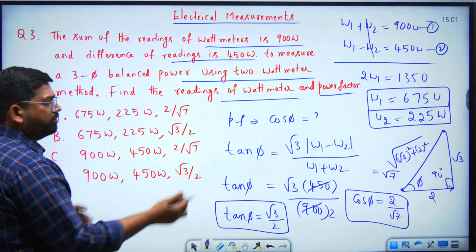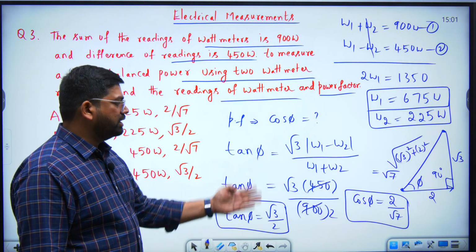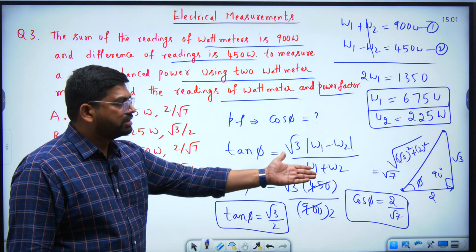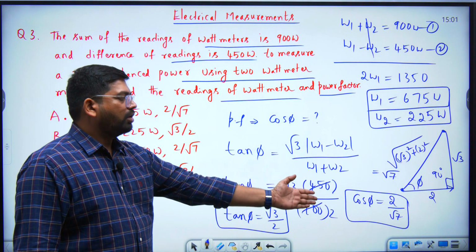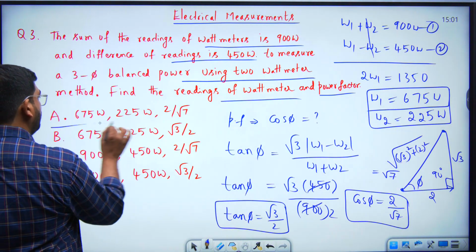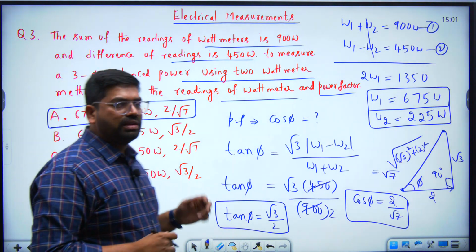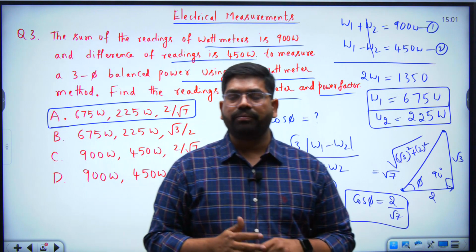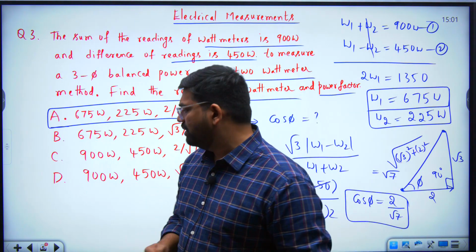So instead of finding phi and then cos phi from it, it is really a tough task because of these values, and a calculator is not allowed. So cos phi is equal to 2 by root 7. If you check all the options, only the first one is matching our calculation. So in that way you need to find the power factor and the wattmeter readings from this. It is very easy.